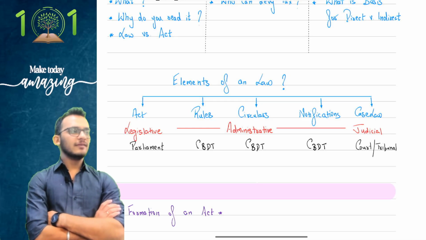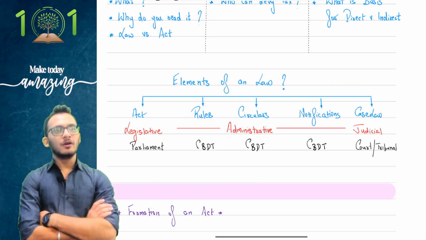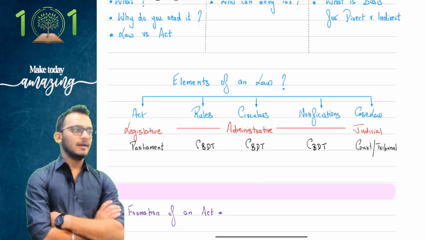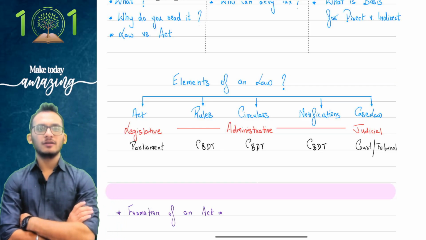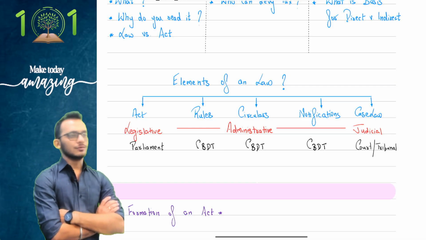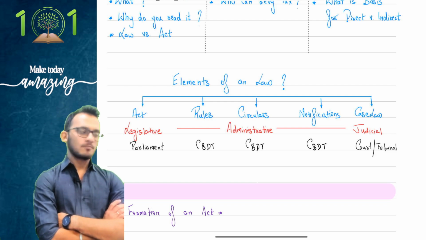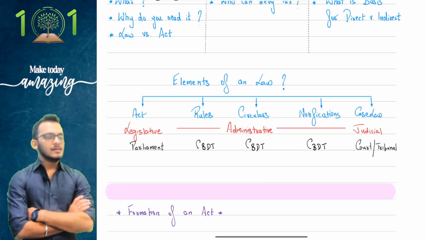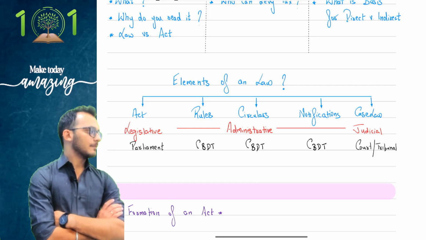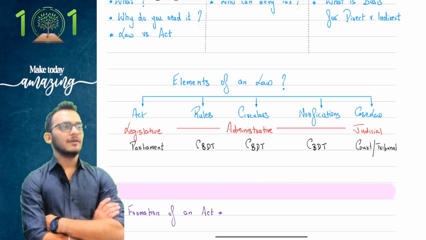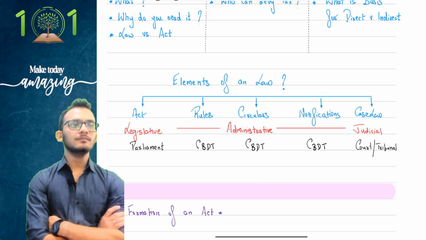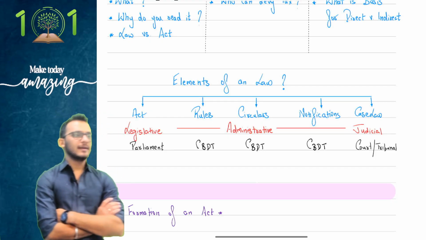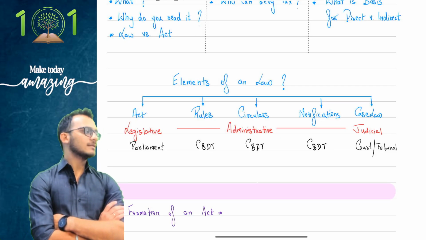Yes, so short title will give you the name, extent will tell you who and all does it apply to, and commencement will tell you from when does it apply. Very good. Yes, next heading is called section 2, which is generic definitions.